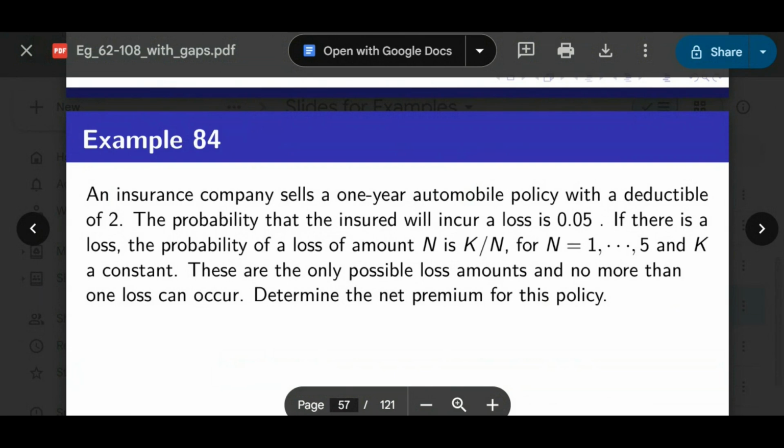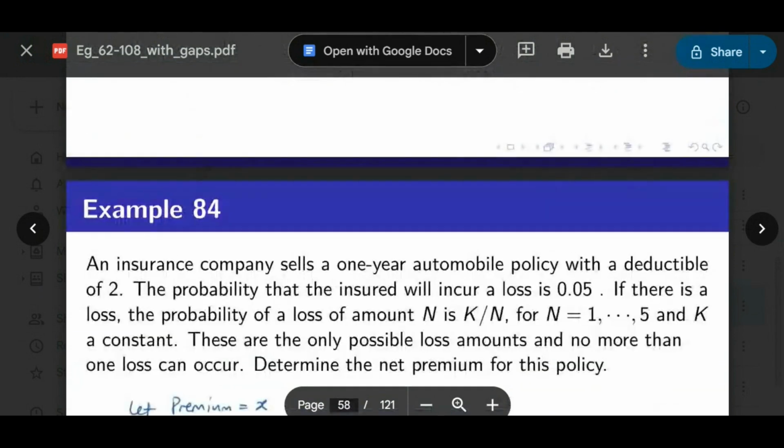Okay. So I think some of you made a slight error here because you all thought that this k over n is the total probability has to be 1. That's not correct. Because 95% of the time, nothing's going to happen. You only have a loss 5% probability, and therefore, after you know there is a loss, then the loss amount probability is k over n. So what you should have done is this, all right?